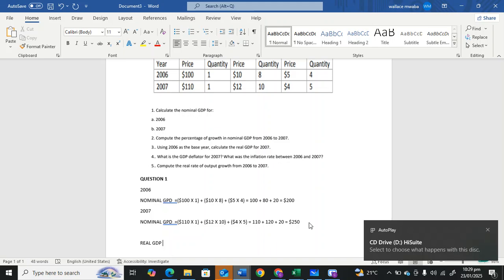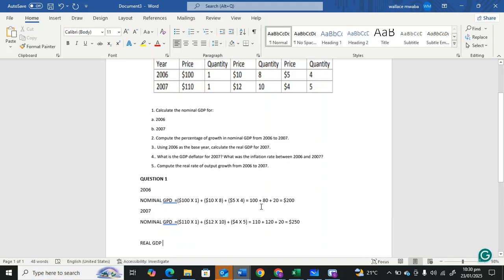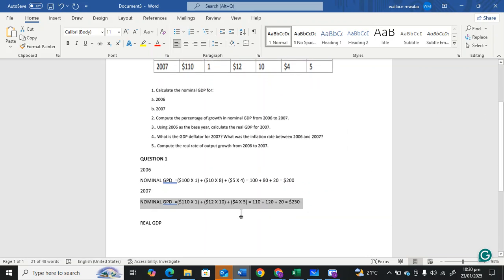So real GDP, we're going to use the base year's prices. So for the year 2007, we're going to use the prices for the year 2006. Basically, we're holding price constant to actually see if we're truly being productive. So real GDP, we're using the base year's prices, and our base year here is 2006.